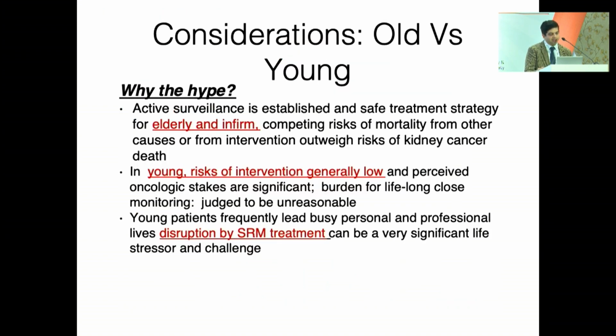Considerations for old versus young. So this is where the role of age is. Active surveillance has been established, I think all of us are practicing it, as a safe treatment strategy for the elderly and infirm, where competing risks of mortality are there.